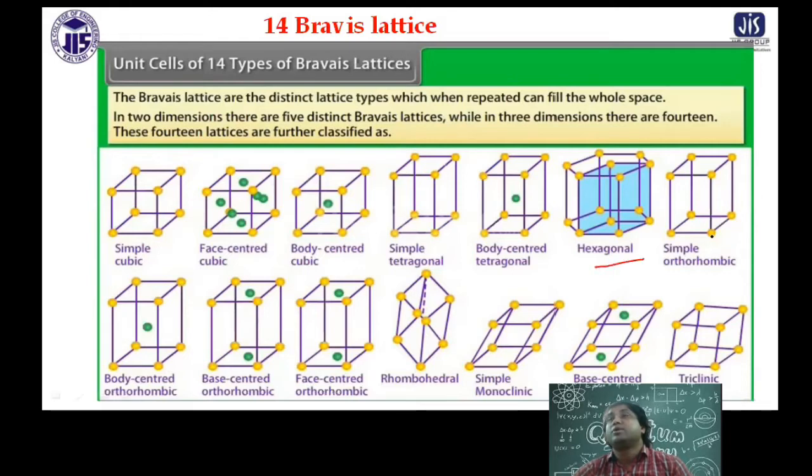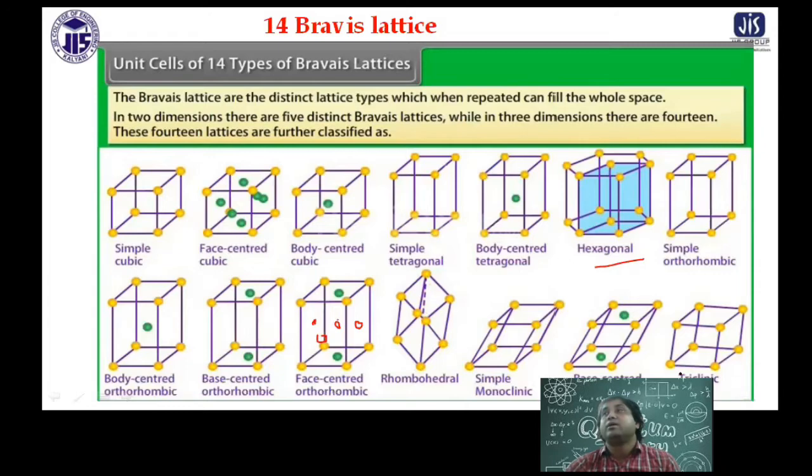Simple orthorhombic is there. Body centered orthorhombic means one atom at the center. Base centered means one at the top and one at the bottom. Face centered is also there, but this is not rightly drawn. Atoms should be at the centers of all the faces. It will be here, here, here, everywhere. Rhombohedral, simple monoclinic, base centered monoclinic, triclinic, everything is there.